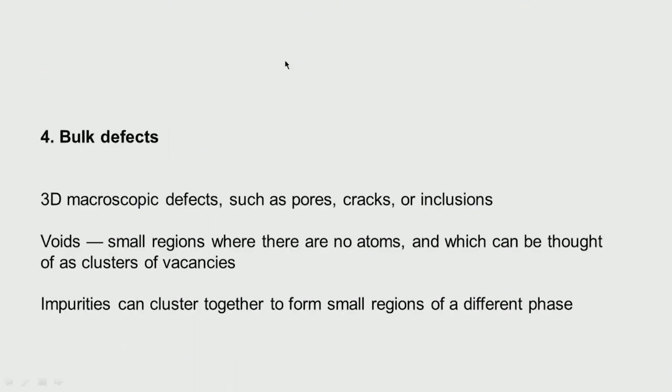Then you have the bulk defects. These are all three-dimensional macroscopic defects such as pores. There could be small holes, there could be cracks, there could be some inclusion bodies, voids where there are no atoms, clusters of vacancies. Impurities can cluster together, they may all come together, so there could be patches of impurities. All these are also possible in a crystalline system.